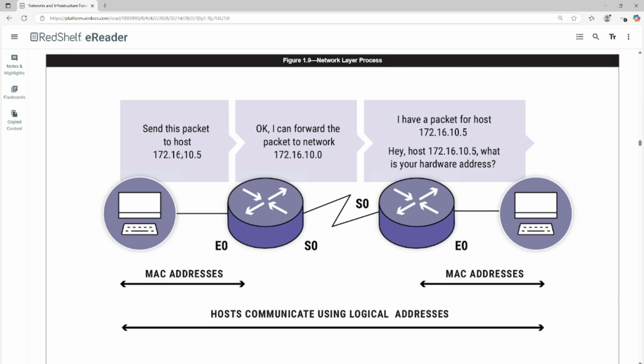This table is self-explanatory. If you intend to send this packet to a destination 172.16.10.5, which is here, this is the process. It picks it up, the header is examined for the destination, it repackages it, and queues it for delivery. Bam, and that's it.